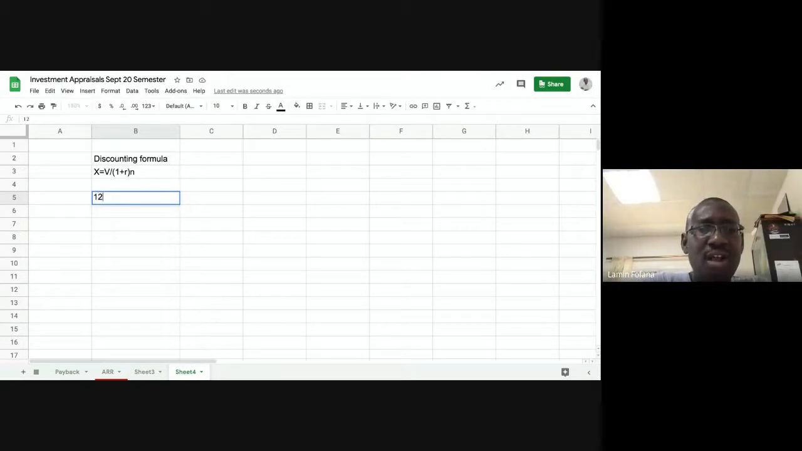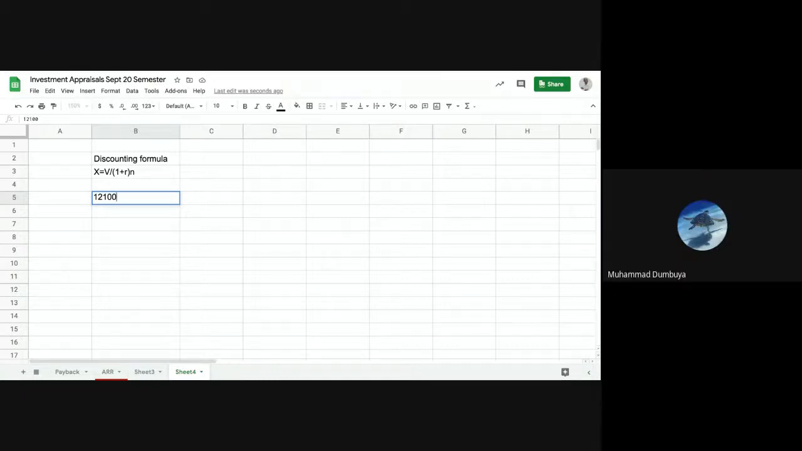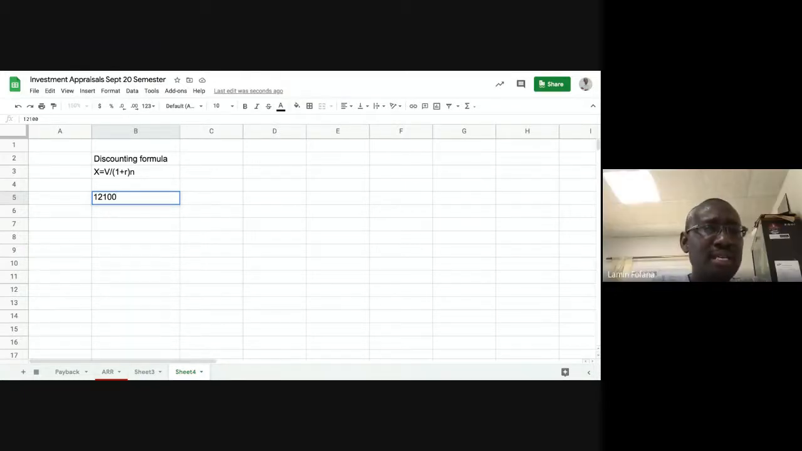So our V is equal to 12,100, isn't it? Are we together? Okay, so what we are saying is, if we want to find X in this situation, we are going to say 12,100 divided by, bracket open, 1 plus 0.1, raised to power what? Raised to power 2, because this time around we want it for 2 years. This is what we're going to do, isn't it?